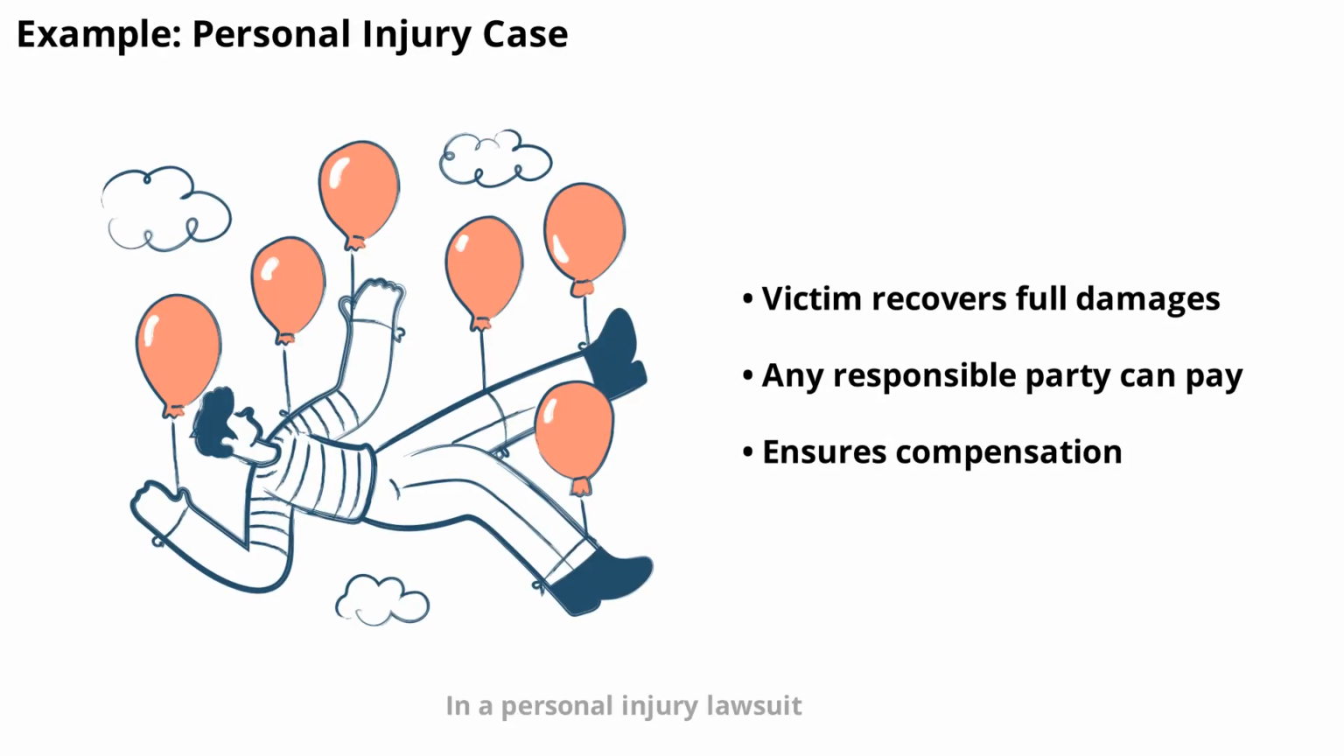In a personal injury lawsuit, if multiple parties are found responsible for causing harm, joint and several liability allows the injured person to recover the full amount of damages from any one of them. This is especially important if one party is unable to pay their share. The paying party can then seek reimbursement from the others, but the injured person is not left without compensation.